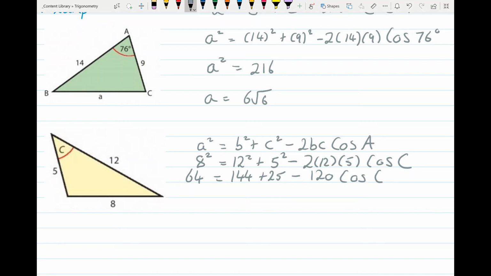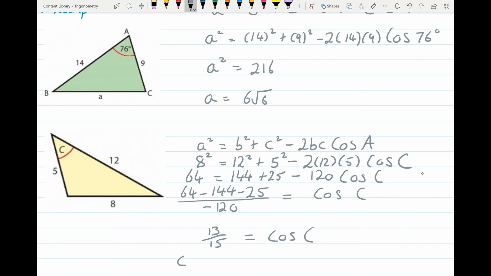Try and isolate the cos C. We'll have 64 take away 144 take away 25, and then I'm going to divide that by negative 120 so that there's just a cos C left on the right hand side. This simplifies to 13 over 15 equals cos C. We don't want cos C, we want C, so we go cos inverse 13 over 15 equals C, which equals 29.926 degrees.